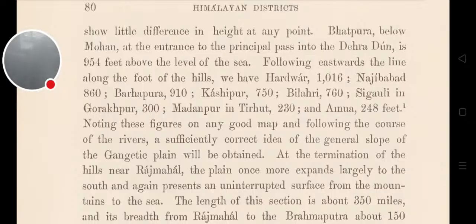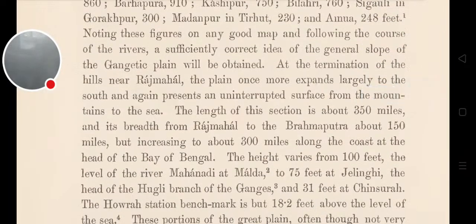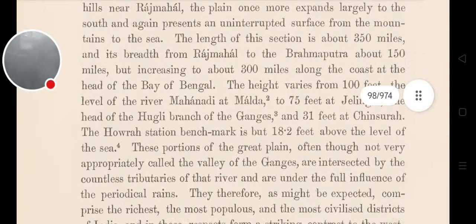Noting these figures on any good map and following the course of the rivers, a sufficiently correct idea of the general slope of the Gangetic plain will be obtained. At the termination of the hills near Rajmahal, the plain once more expands largely to the south and again presents an uninterrupted surface from the mountains to the sea. The length of this section is about 350 miles and its breadth from Rajmahal to the Brahmaputra about 150 miles, but increasing to about 300 miles along the coast at the head of the Bay of Bengal.